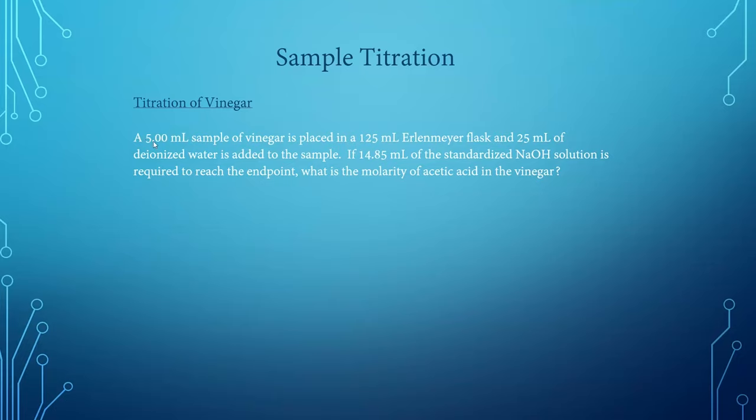So we're going to measure out a 5 milliliter sample of vinegar, and to do that, we'll use a second burette. That way we can get a very accurate volume to the nearest hundredth of a milliliter. Again, we'll put it in an Erlenmeyer flask.